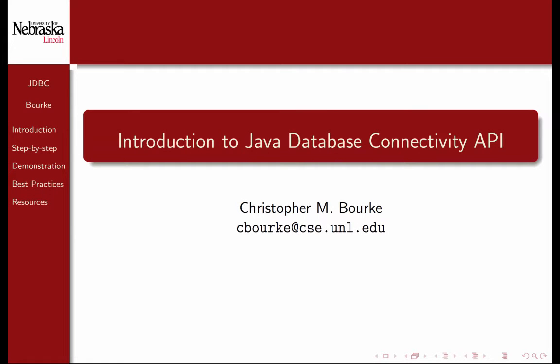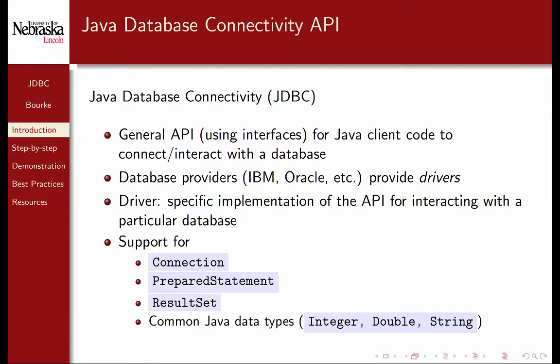Welcome to this presentation introducing the basic usage of the Java Database Connectivity API, or JDBC. JDBC is a general Application Programmer Interface, or API, that allows Java client code to connect to and interact with a database. The API itself is little more than a collection of interfaces that specify how Java client code can interact with a database. Database vendors such as IBM or Oracle publish the actual drivers, which are the implementations of the API that connect to a particular database system.